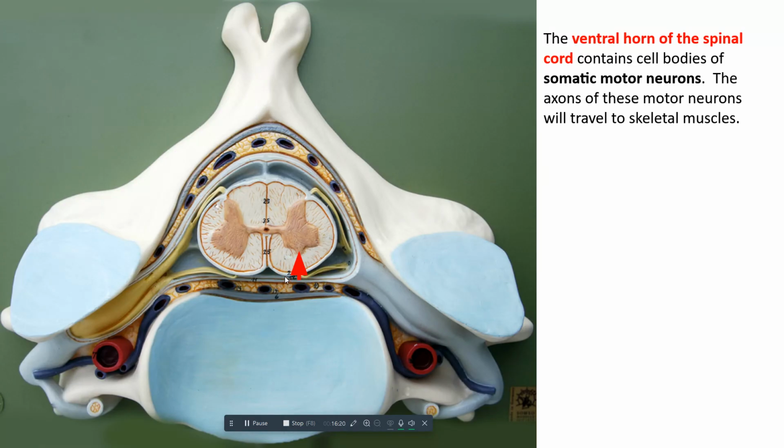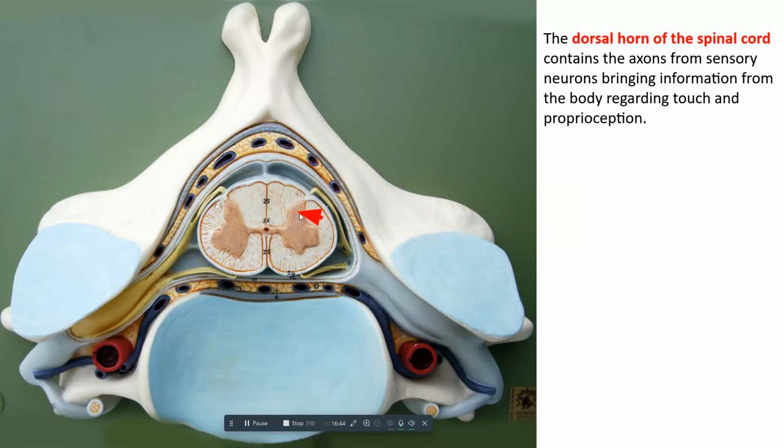Now let's do some gray matter. In the gray matter, we see a projection here. This is known as a ventral horn. The ventral horn contains somatic motor neuron cell bodies. Somatic motor neurons are going to skeletal muscles. That's what the word somatic tells me.